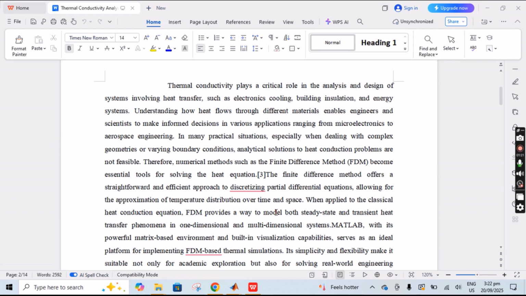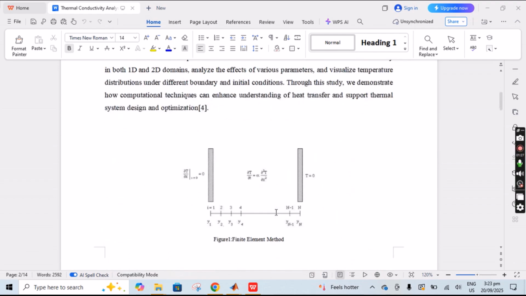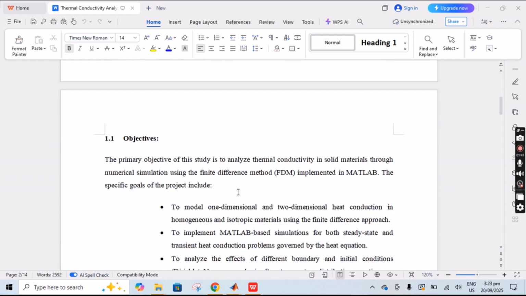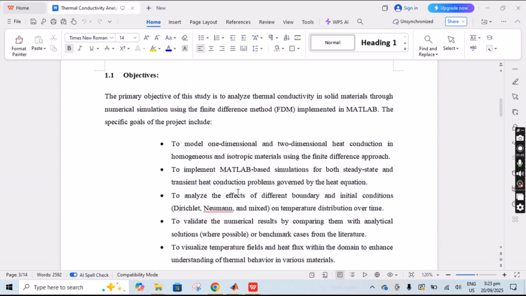including one-dimensional and two-dimensional steady state finite analysis methods, and this is basically the concept of the finite element method. Okay, this figure is representing the concept of the finite element method basically.